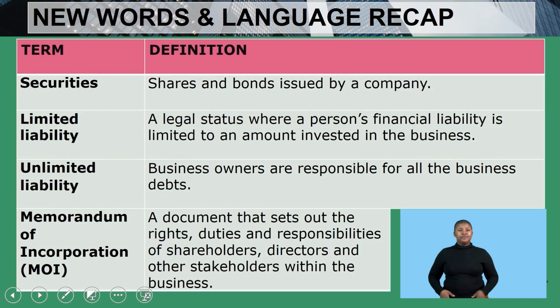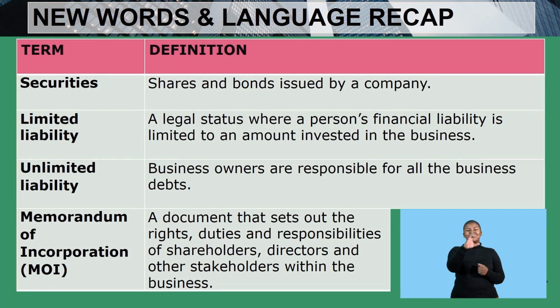Now, let us look at the new words and language that cropped up during our lesson. The term securities, which means shares and bonds issued by a company. Limited liability, we said it's a legal status where a person's financial liability is limited to an amount invested in a business. We also had the term unlimited liability, meaning business owners are responsible for all the business debts.